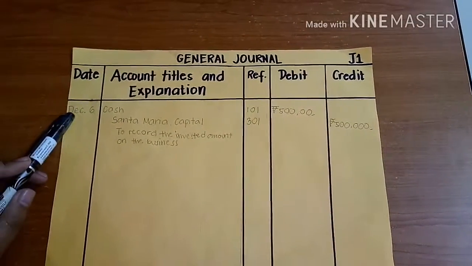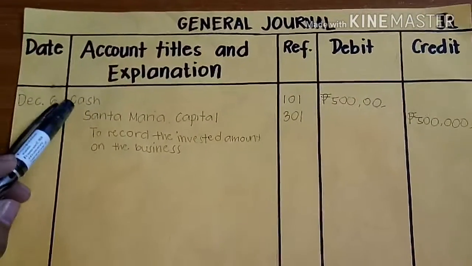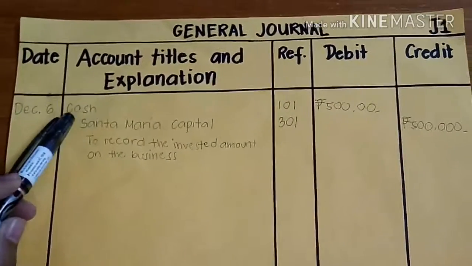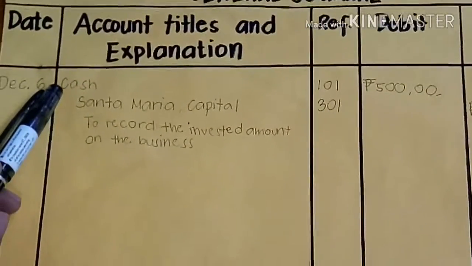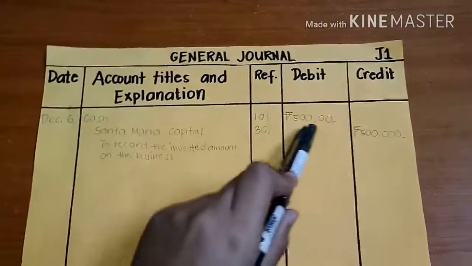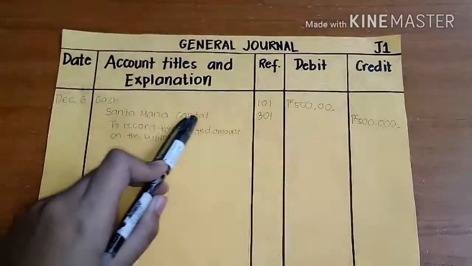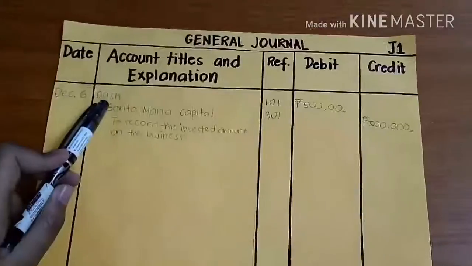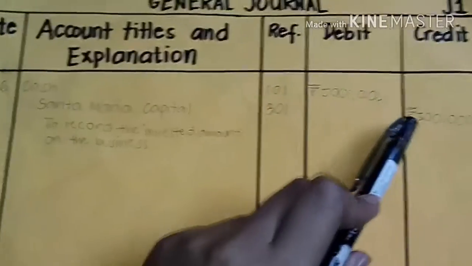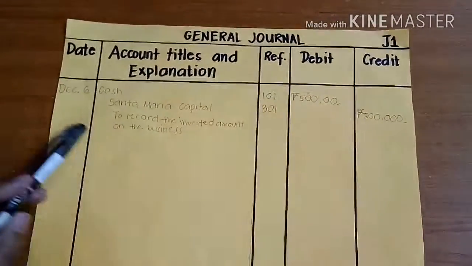The date of the transaction is entered in the date column. The debit account title, that is the account to be debited, is entered first at the extreme left margin of the column headed account titles and explanation, and the amount of the debit is recorded in the debit column. The credit account title, that is the account to be credited, is indented and entered on the next line in the column headed account titles and explanation, and the amount of the credit is recorded in the credit column.